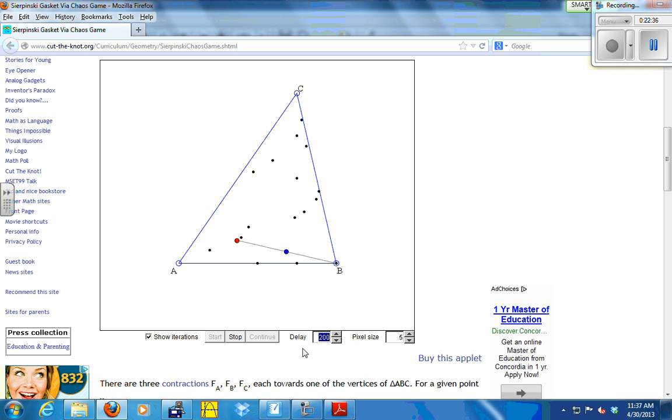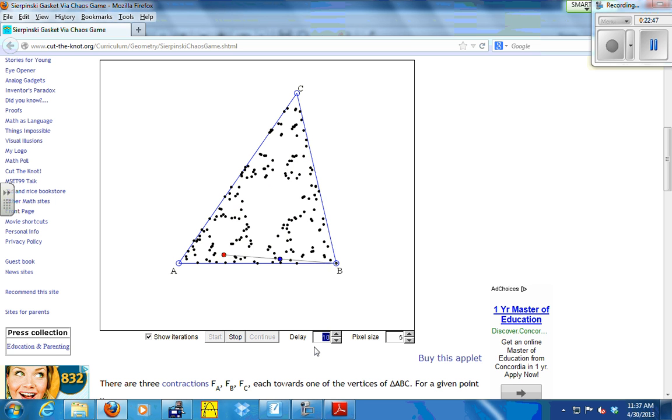So do you agree that it's fairly playing the game? It's doing it the way it's supposed to? Okay. So I'm just going to speed it up. Make it like 10. Yeah. So now we're just playing the game really, really fast.